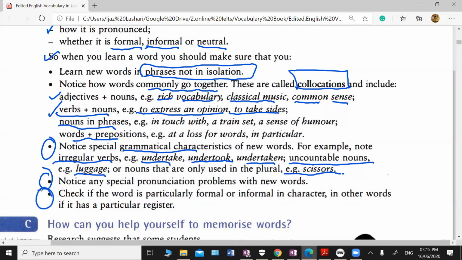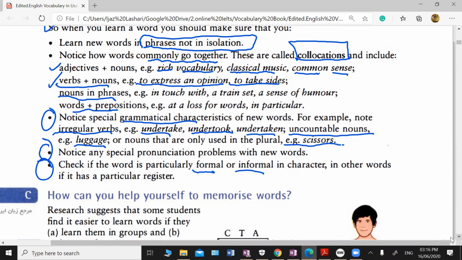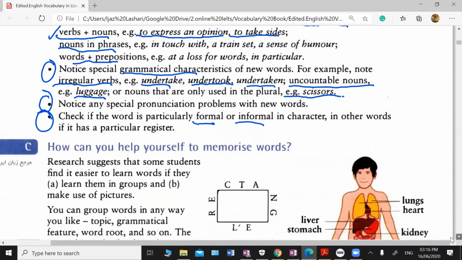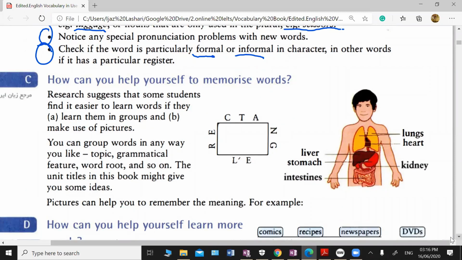The next thing here, check if the word is particularly formal or informal in character. It means, is the word which you are using formal or informal? In other words, it has a particular register. It has a meaning for how the word is used. Certain words in certain places are used in a formal way, and in certain places the words are used in an informal way.